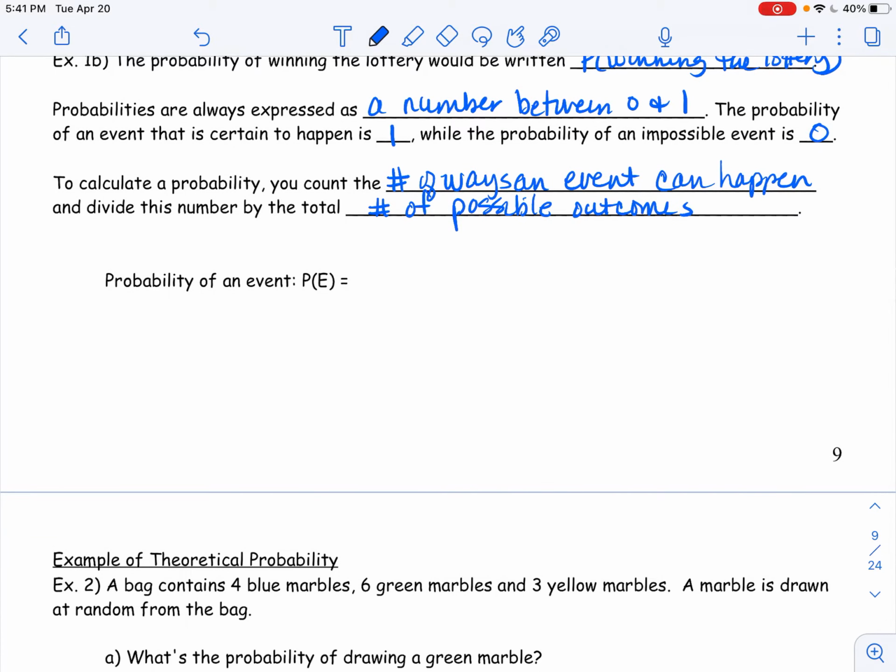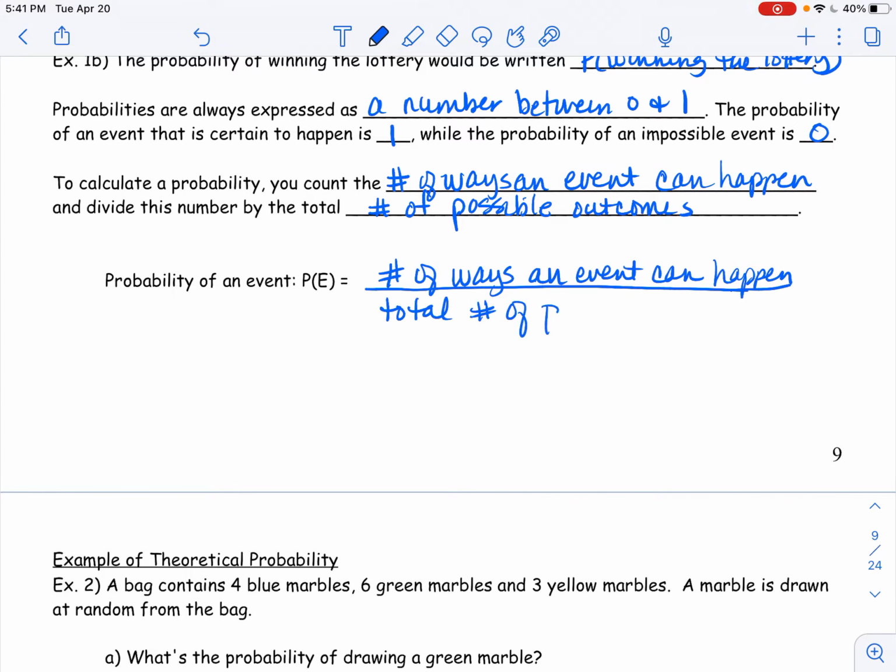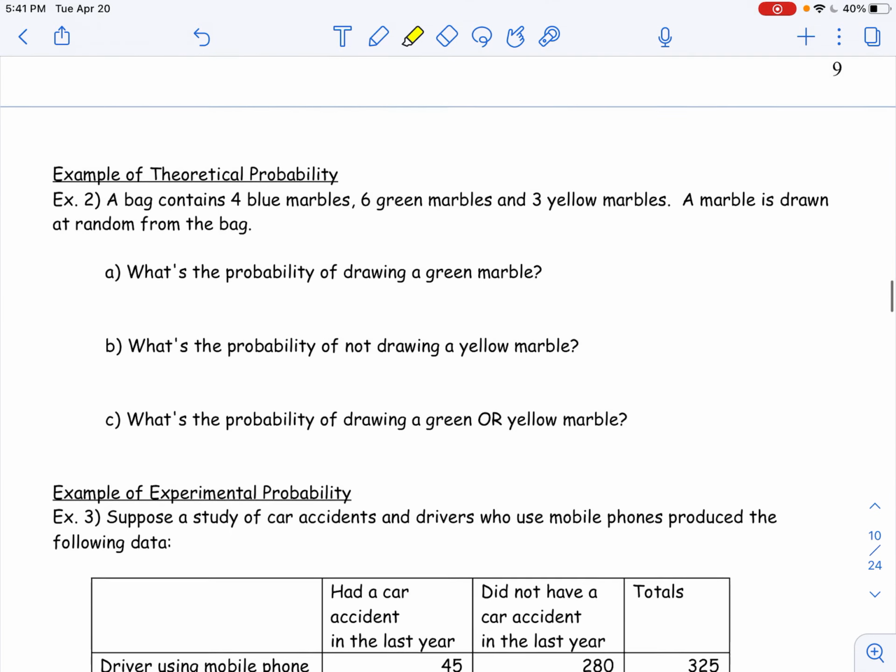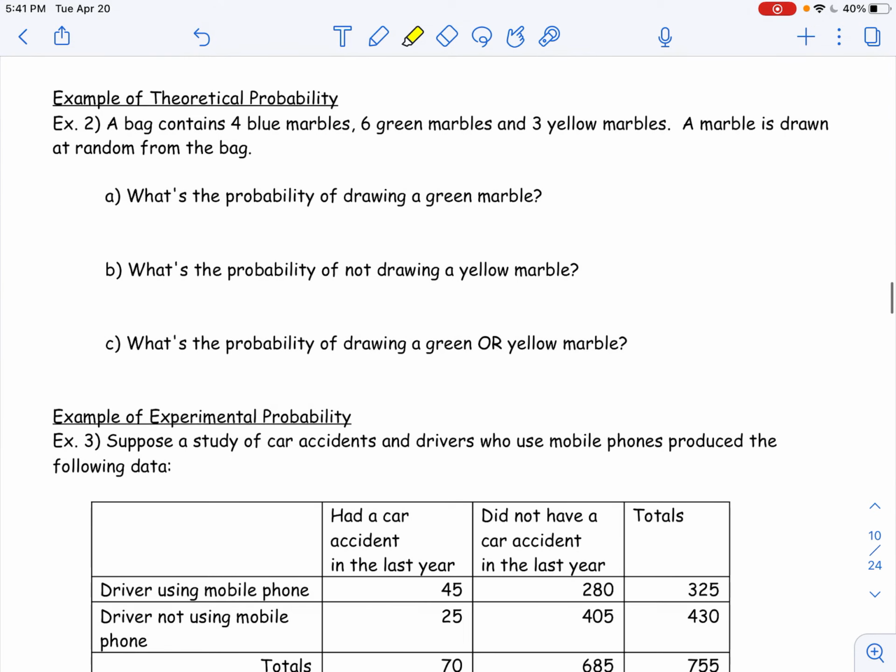The probability of an event is this: the number of ways an event can happen divided by the total number of possible outcomes. This is what you need to know. Okay, let's go through some examples.